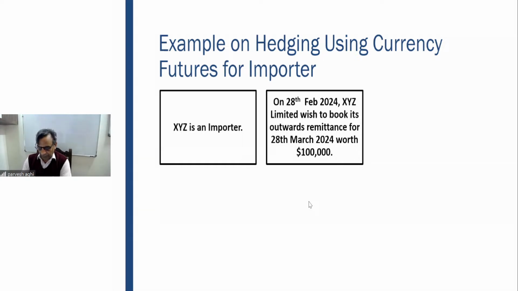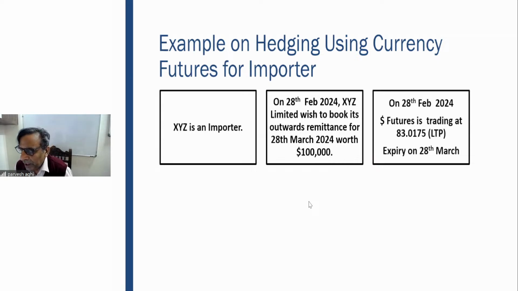So that means this is basically an importer who wanted to make a payment of $1 lakh on 28th of March 2024. On 28th of February 2024, he went to the stock exchange. The future was trading at 83.0175 LTP. LTP is last trading price.